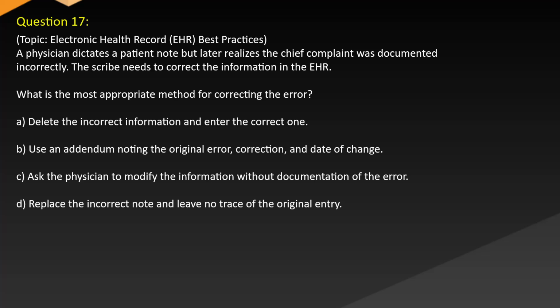Best practices. A physician dictates a patient note but later realizes the chief complaint was documented incorrectly. The scribe needs to correct the error. What is the most appropriate method for correcting the error? A. Delete the incorrect information and enter the correct one. B. Use an addendum noting the original error, correction, and date of change. C. Ask the physician to modify the information without documentation of the error. D. Replace the incorrect note and leave no trace of the original entry.